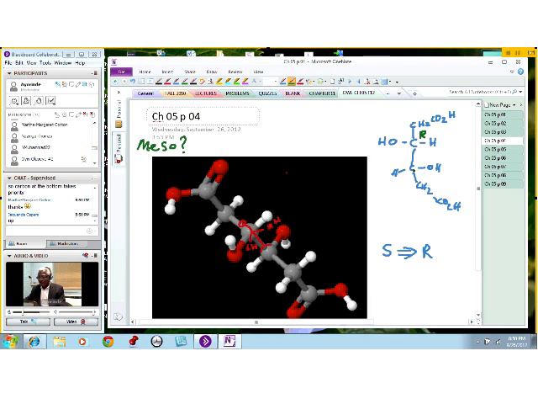Now we want to focus on this carbon. Let me take this one out here. Keep in mind the most important thing is to position yourself so that you see two groups in the horizontal position of a Fischer projection coming at you, and therefore the other two groups will be going away from you in a vertical position. Those of you who do not understand this, please see me in my office tomorrow.